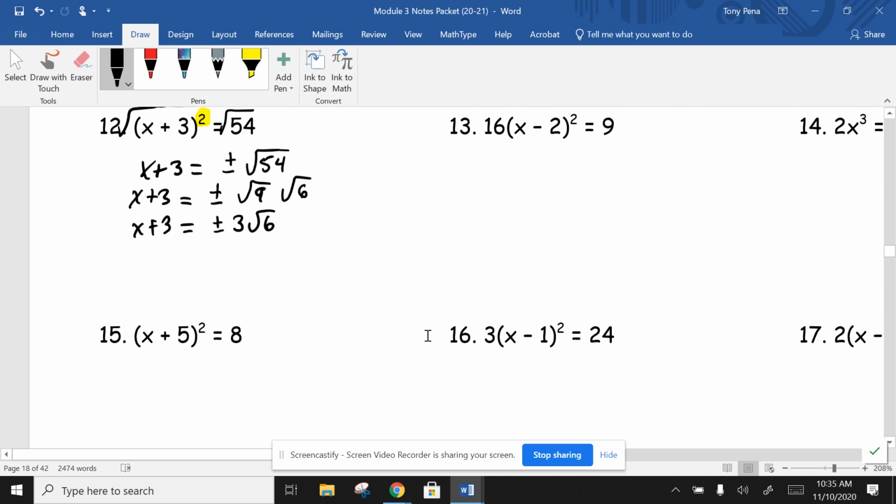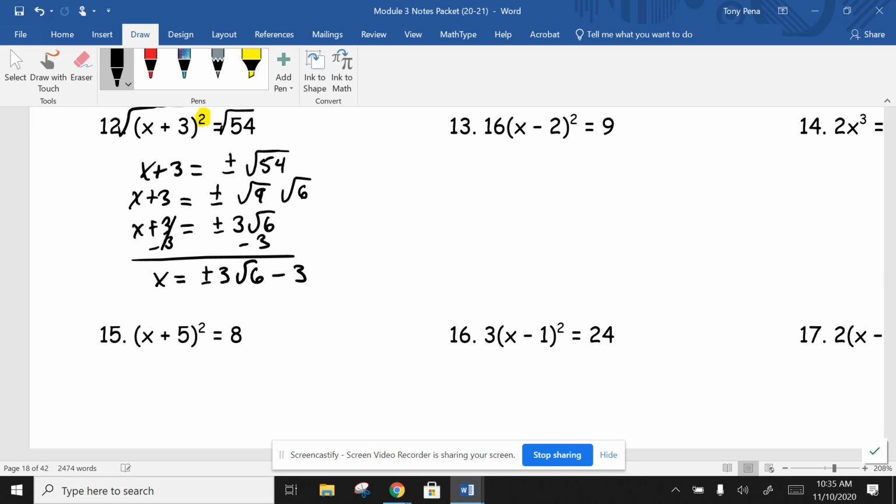So if I now come to this problem here, I'm going to subtract 3 from both sides. This will cancel. And what x would now equal is a positive and a negative 3 root 6. And then those are both decreased by 3.